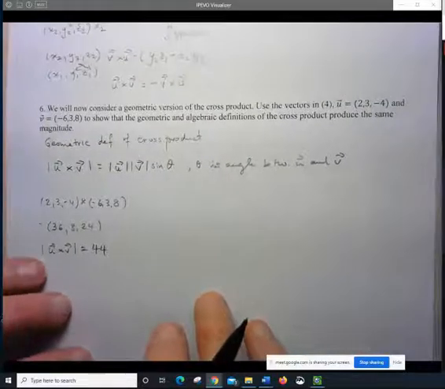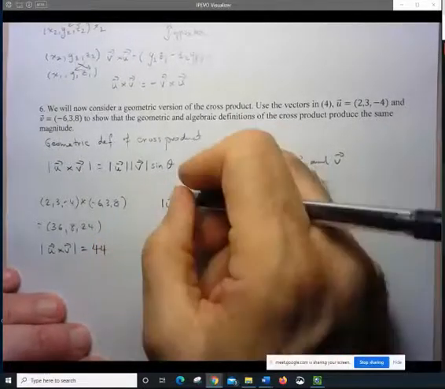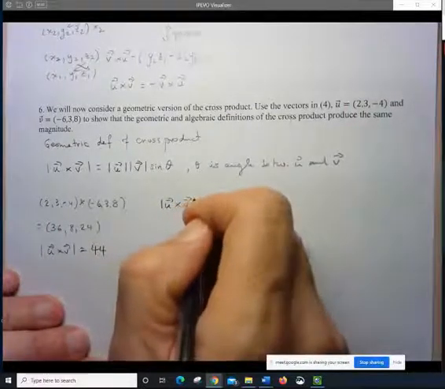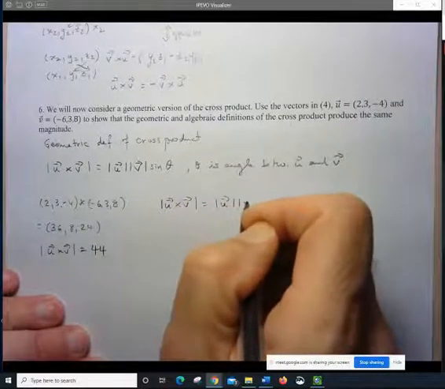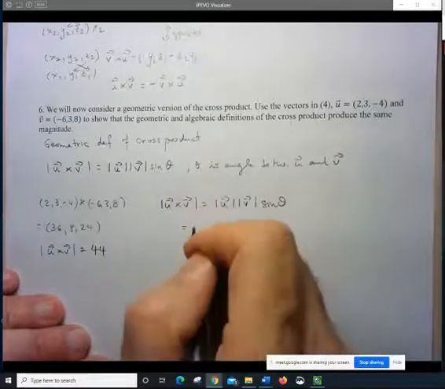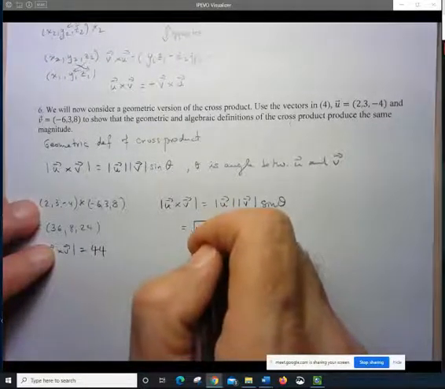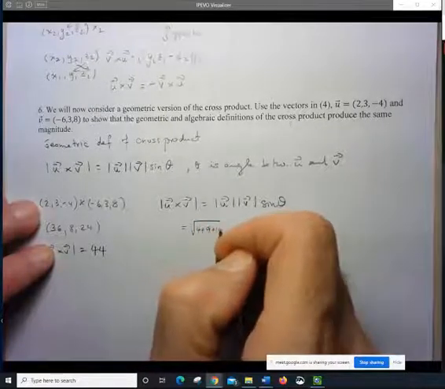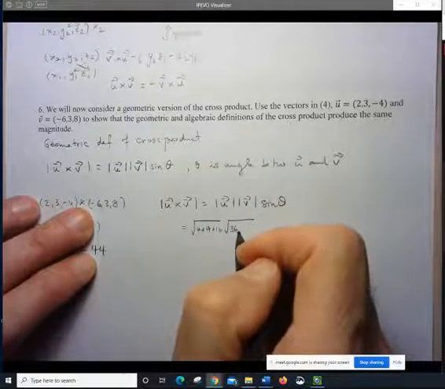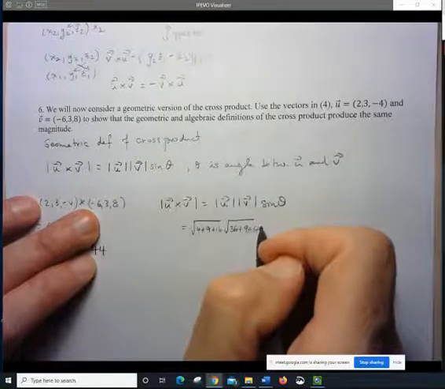Okay, if I want to calculate using this new geometric definition, okay, so magnitude of u times magnitude of v times sine of theta. Well, magnitude of u is nice and easy. U is 2, 3, 4. So 2 squared is 4, plus 3 squared is 9, plus 16, times magnitude of v. So that's 6 squared is 36, plus 9, plus, what is that? 64. Okay.